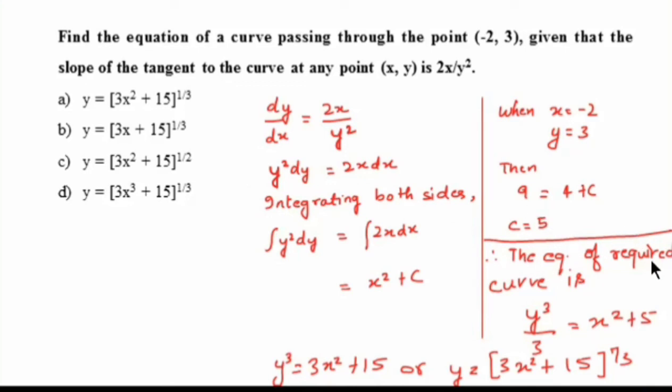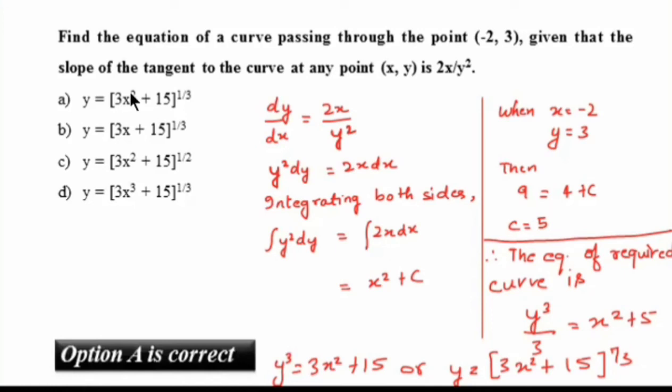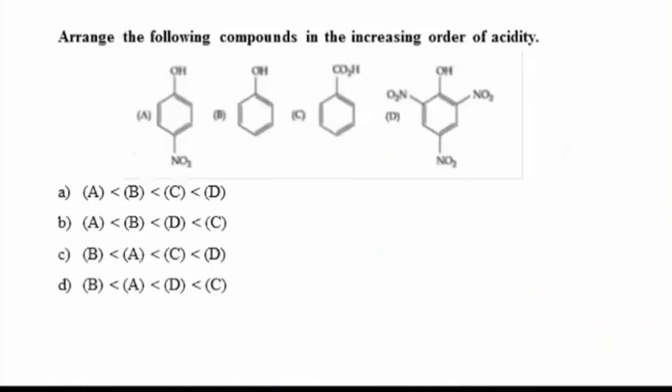So the equation of the required curve is going to be y cubed upon 3 is equal to x squared plus 5. Let me just solve this particular thing. Cross multiplying, y cubed is equal to 3x squared plus 15, or you can write y is equal to (3x squared plus 15) to the power 1 upon 3. That is your option number A, which is the correct answer.